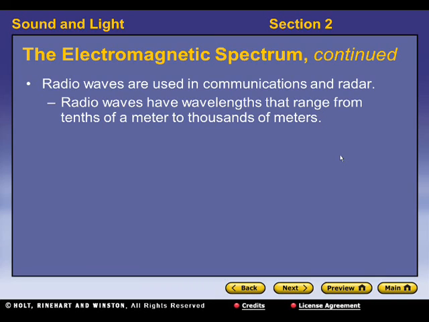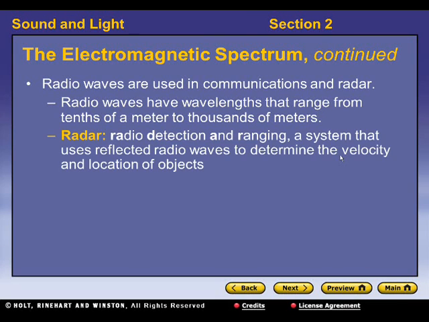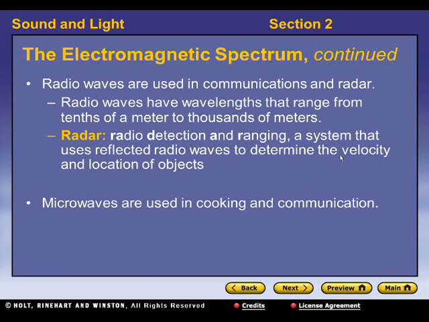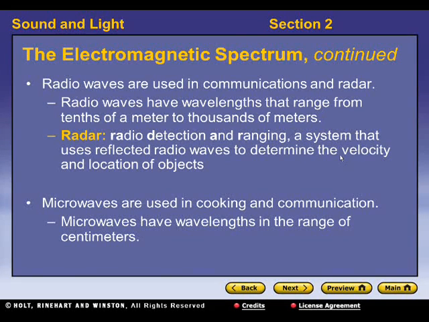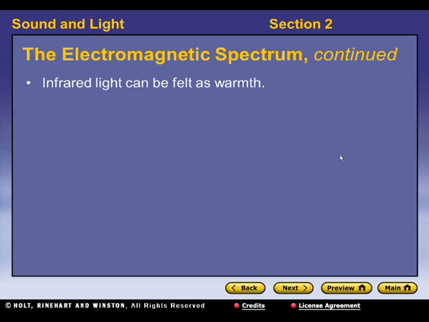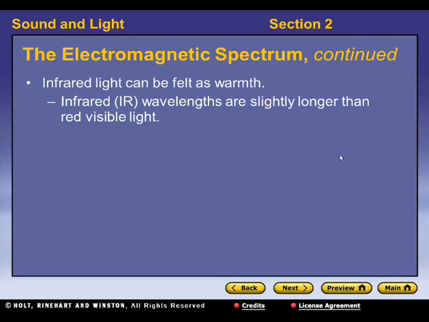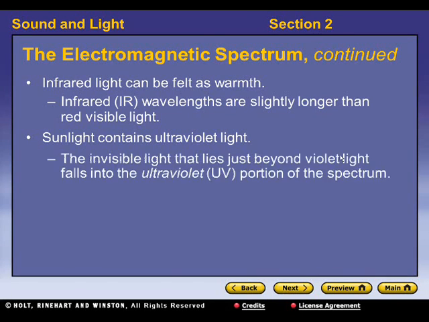So radio waves are used in communications and radar. They have wavelengths that range from tenths of a meter to thousands of meters long, usually fairly long. Radar, which is radio detection and ranging, is a system that uses reflected radio waves to determine velocity, very similar to sonar, except that it uses radio waves instead of sound waves. Microwaves are used in cooking, and have wavelengths in the range of centimeters. Infrared, you can feel as warmth. Those are slightly longer than red visible light.